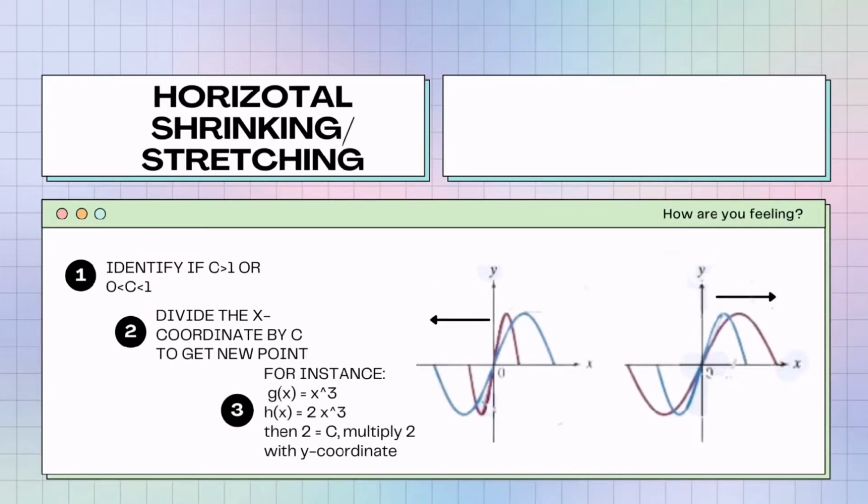Number 4 is horizontal shrinking or stretching. First thing first, we need to identify the constant value. Either C is more than 1 or C is less than 1 but more than 0. Then multiply the x coordinate by the constant to get the new point. For instance, the function f(x) equals 2x to the power of 3. Then 2 equals C. Multiply 2 with the x coordinate. On the picture shown in this video, the picture on the left is shrinking, meanwhile the right picture is stretching.